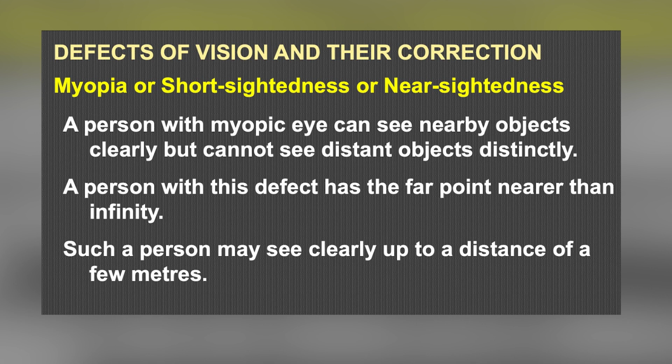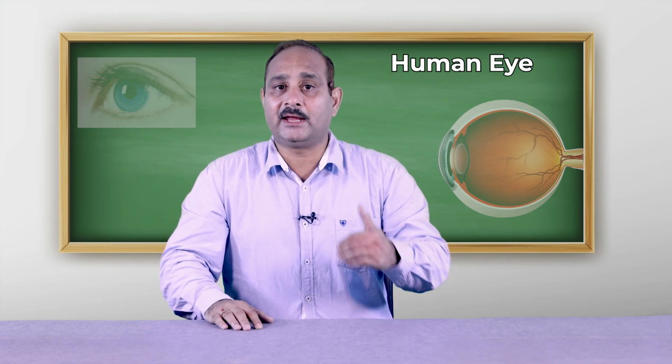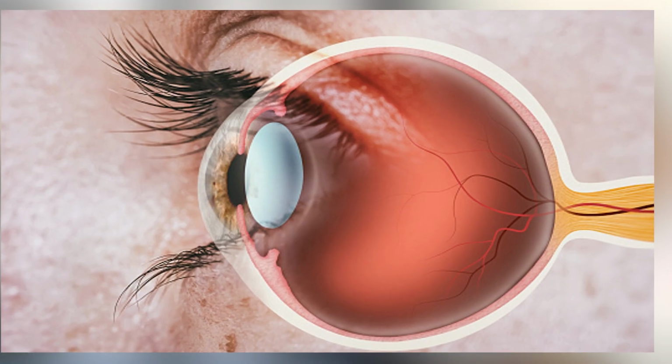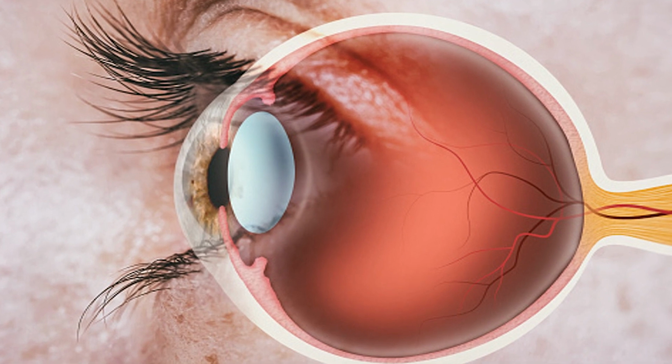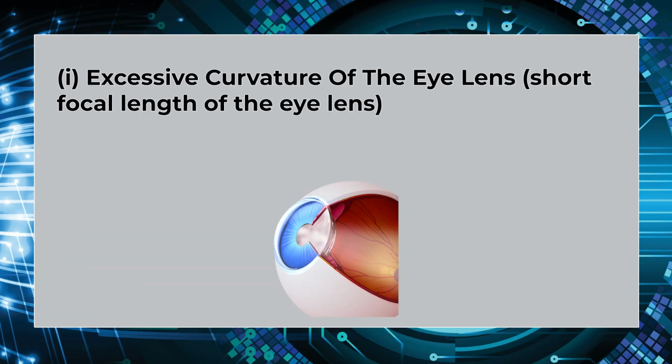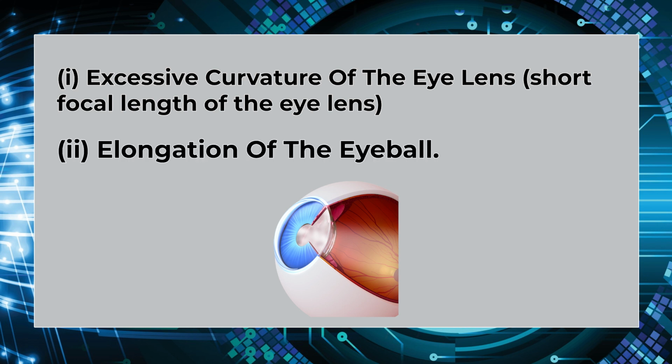Such a person may see clearly up to a distance of a few meters. In a myopic eye, the image of a distant object is formed in front of the retina and not on the retina itself. This defect may arise due to: number 1, excessive curvature of the eye lens, that is, short focal length of the eye lens, or number 2, elongation of the eyeball.